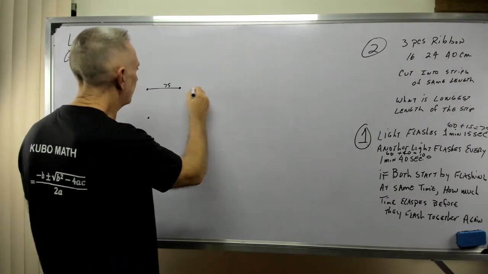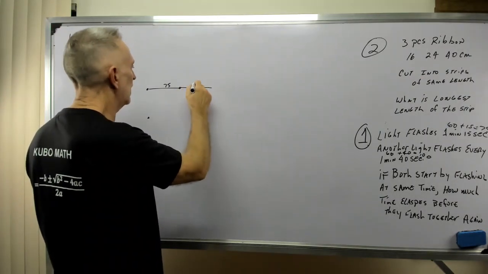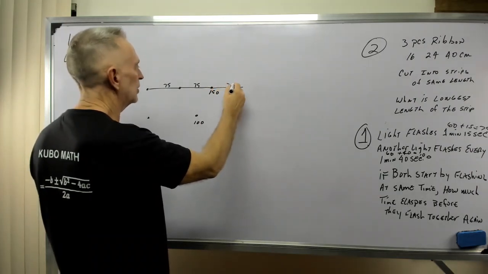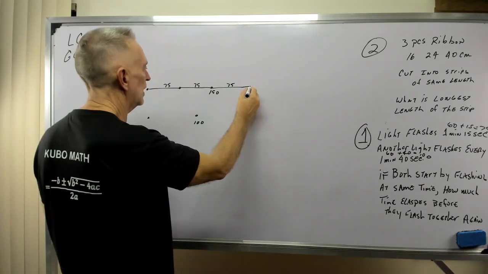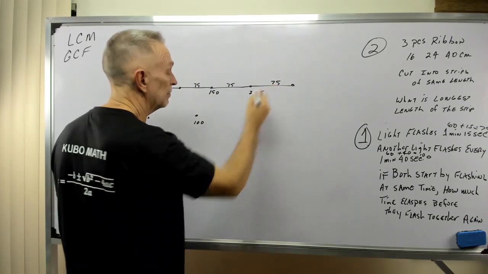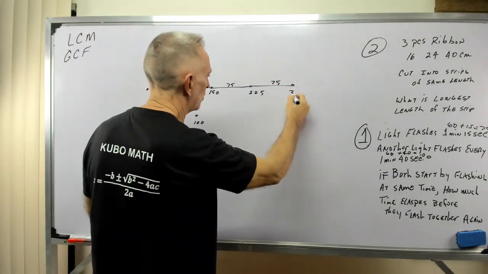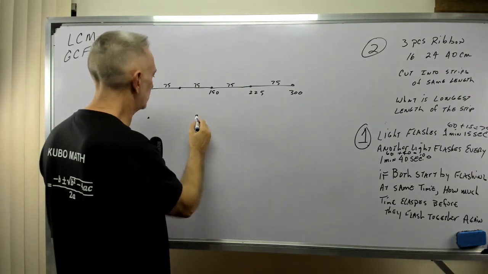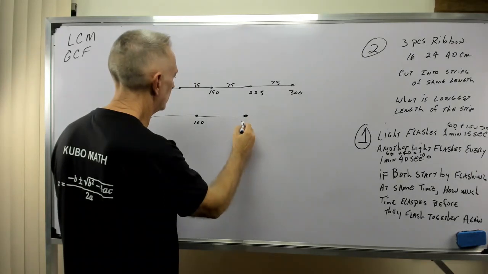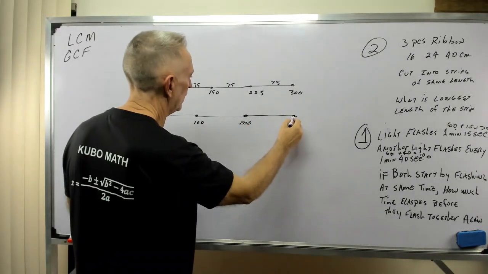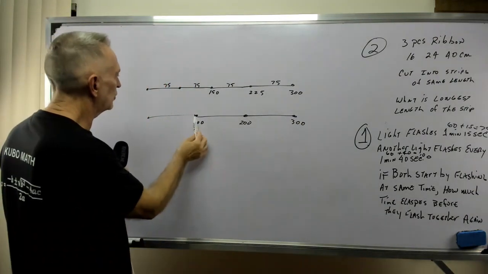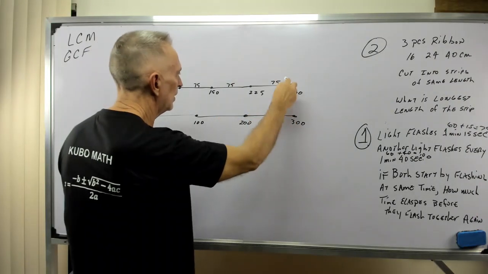And then this one's going to flash again in another 75 seconds, which would be 150. And then it's going to flash again at 75 seconds again, which is 225. And then it's going to flash 75 seconds later, which is going to be at 300 seconds. Now this one flashes at 100. It flashes again at 200. It flashes again at 300. So you can see that they don't flash again at the same time until here.